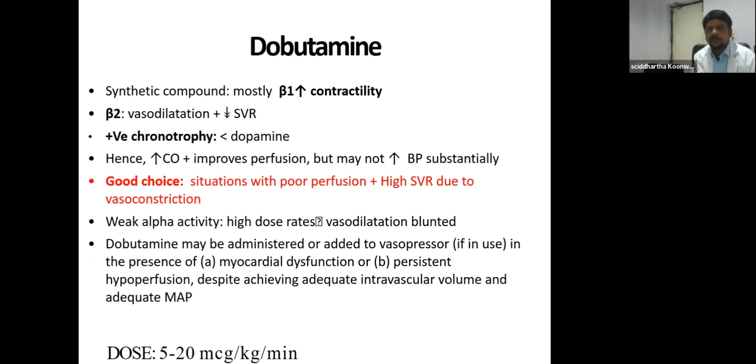Dobutamine acts basically on beta 1 receptors. So due to effect over beta 1 receptor, it increases cardiac contractility, leading to increased stroke volume, which ultimately leads to increase in cardiac output. It is a good choice, especially in situations with poor perfusion with high systemic vascular resistance due to vasoconstriction. So dobutamine may be administered or added to vasopressors in presence of myocardial dysfunction.